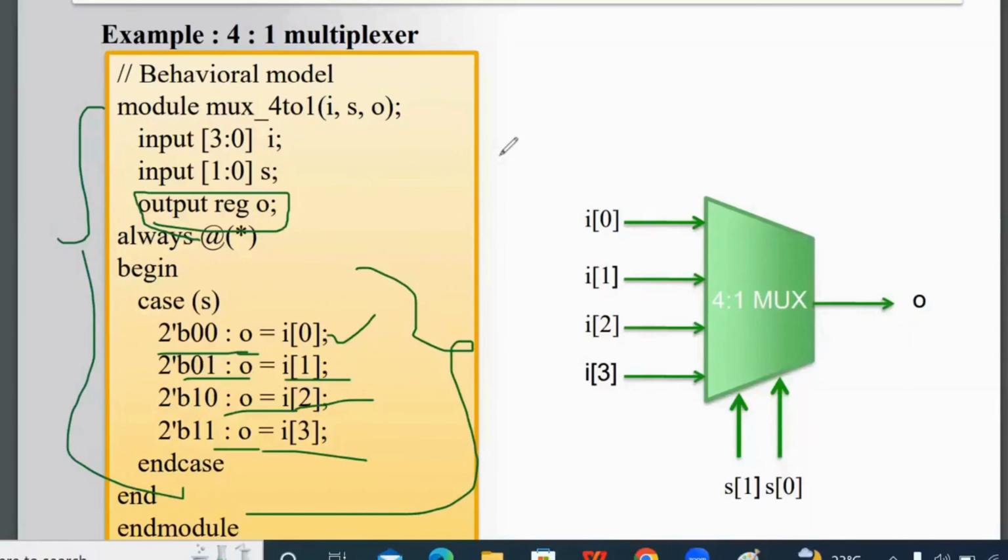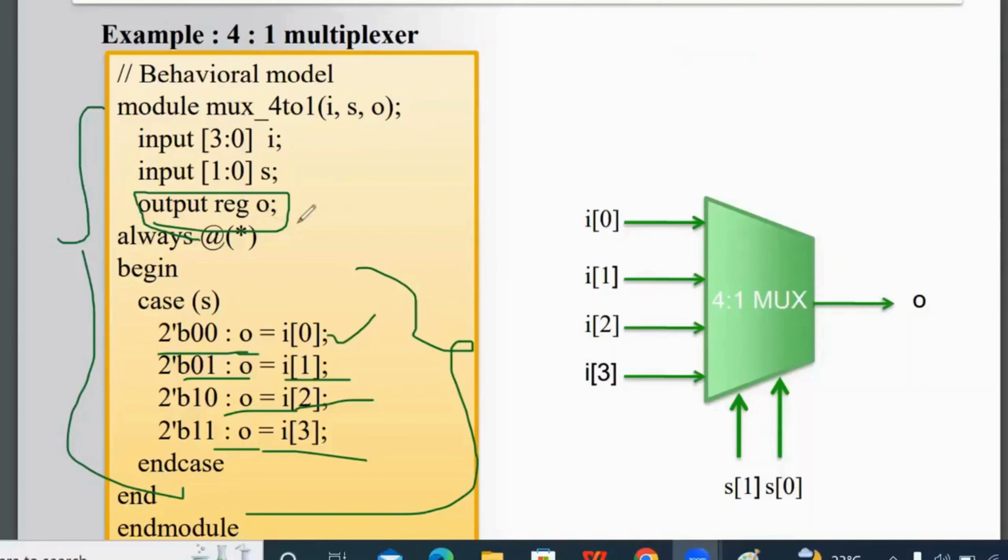Why are we using the reg data type? Of course, it's a combinational logic circuit. Can you tell me, Jagdish? We are going to store some value, ma'am. That's why we are using the reg. We are going to store some value.